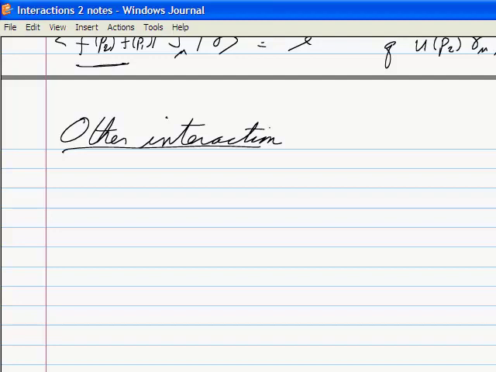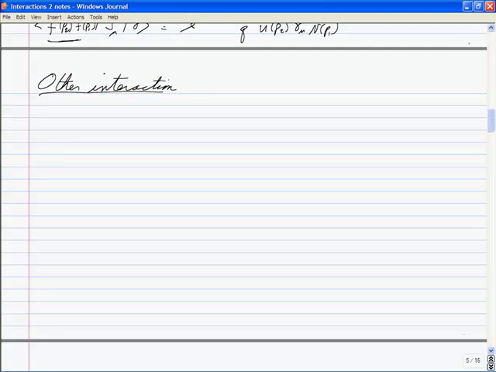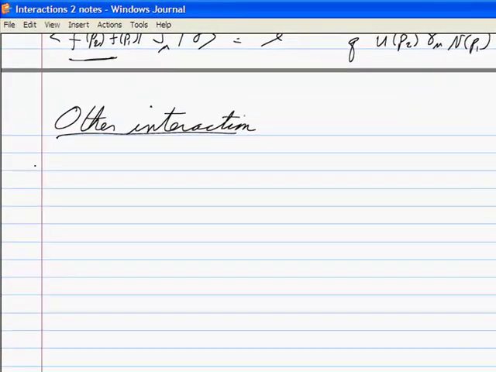V of R is chosen depending on your problem. So here, depending on what your problem is, you choose what your interaction should be. It gets limited in renormalizable field theories. We'll get there. But there's a limited set then, but you still have some choices. So basically, it's at your discretion.